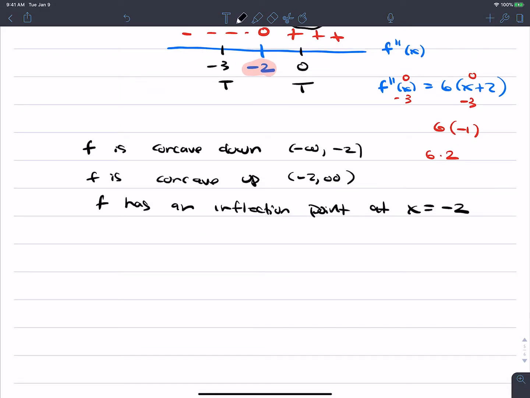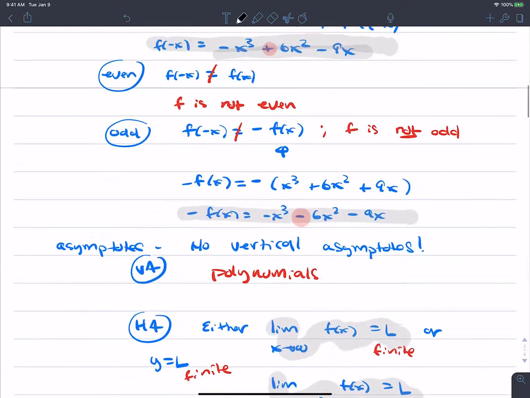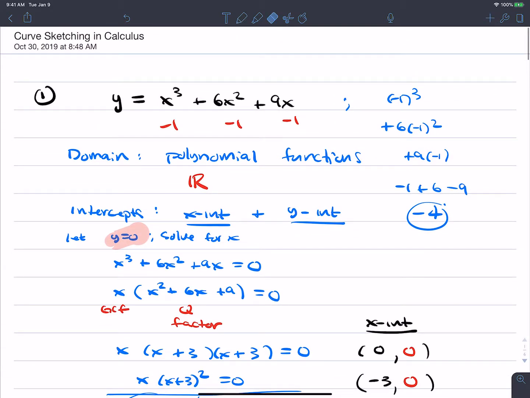But a point has an address. This point on the curve, now your inflection points always have to be on the curve. So at -2, what's the y-coordinate value? You're going to have to go all the way back to the original question again. You're going to have to plug in -2, is that right?